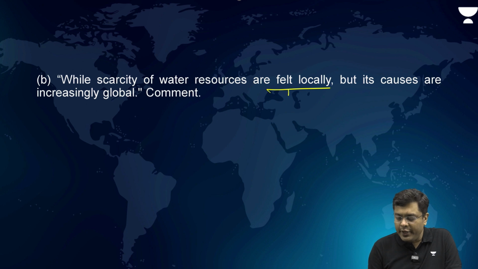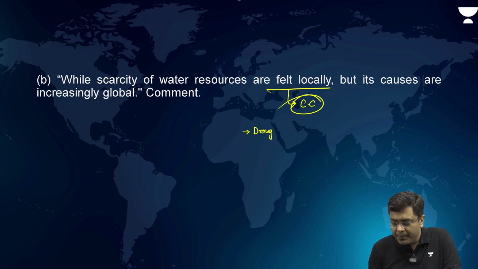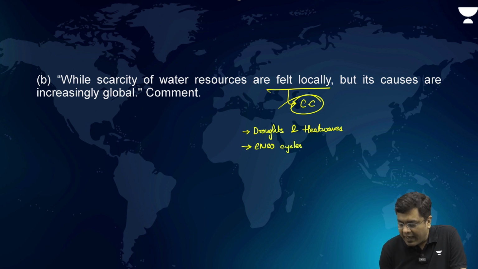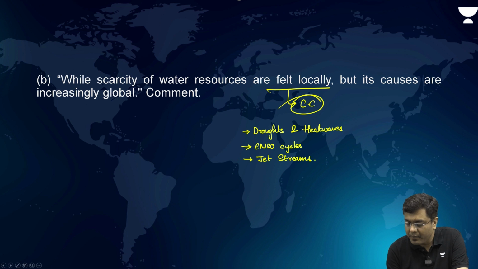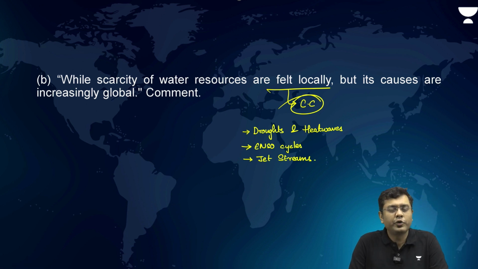You have climate change induced causes. So you have increased occurrence of droughts and heat waves, they occur. Then you have factors of El Nino or ENSO cycles. Then after that, you have the influence on jet streams, right? All these factors you can talk about.